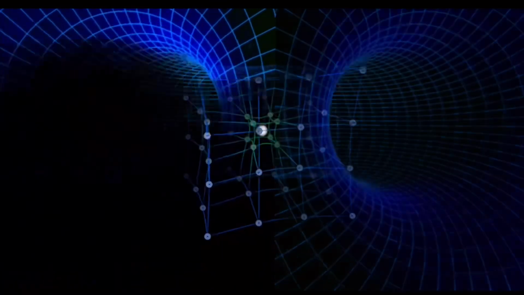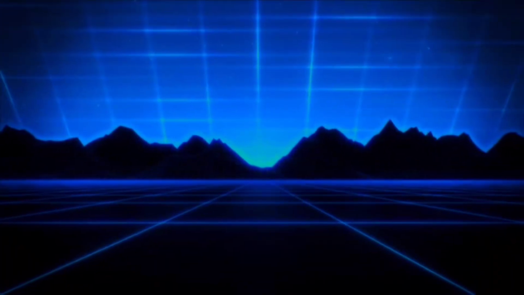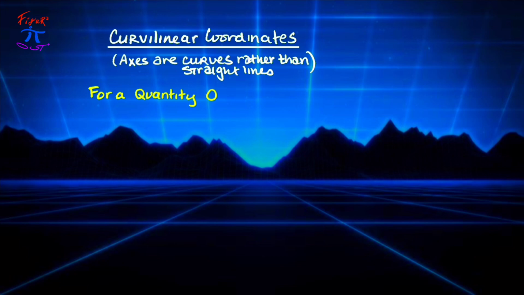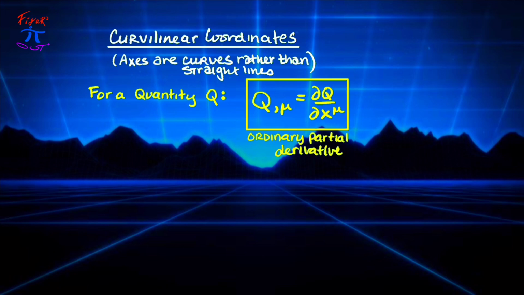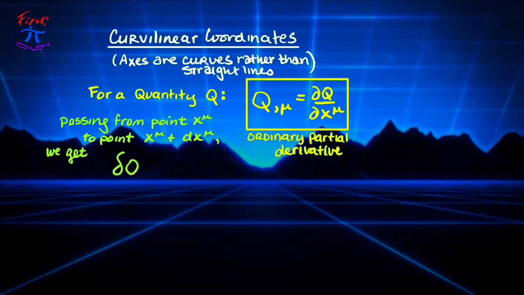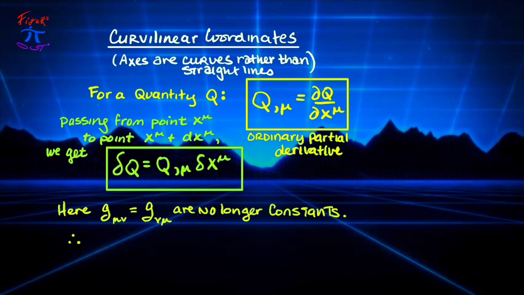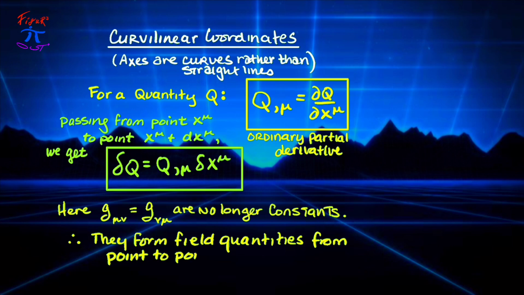Curvilinear coordinates. What happens when our axes are not straight lines? Curvilinear coordinates, where the axes are curves rather than straight lines, will change the idea for our metric here. So consider some quantity q. Its partial derivative with respect to a coordinate x mu is the ordinary partial derivative. We'll use a comma notation to represent this. Now if we pass this quantity from a point x to a point x plus dx, we get the variation delta q as the partial derivative times delta x mu. But here the metric are no longer constants, again because our axes are no longer straight lines. So they form field quantities from point to point. They vary from point to point.